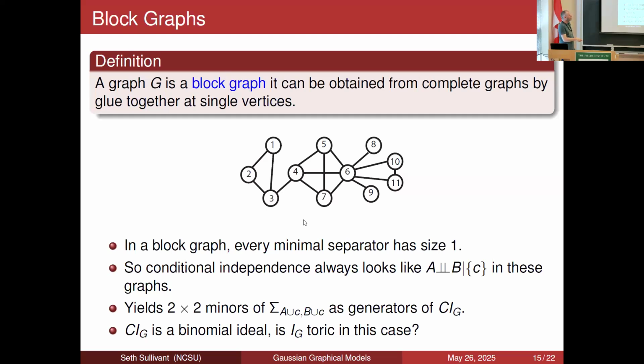So in a block graph, when you're looking at these separation conditions, for the most interesting ones you can always just choose a separating set of size 1.